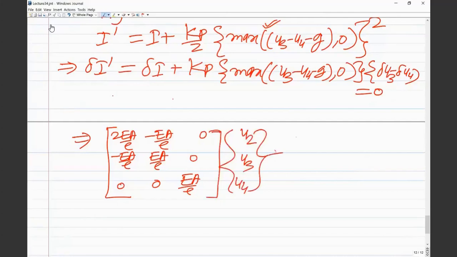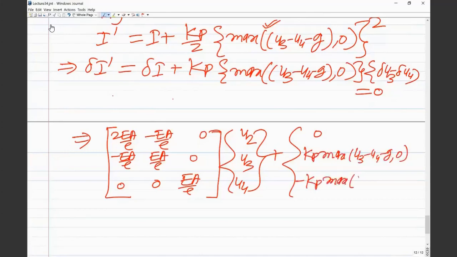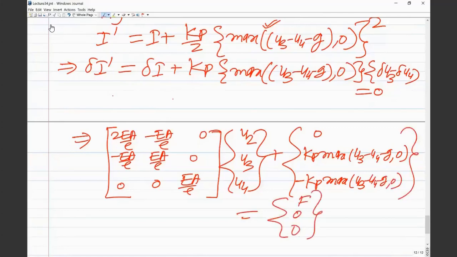Same set of equations, plus now the penalty terms I am keeping separately here. So 0, and then we will have Kp into the maximum of (u3 minus u4 minus g) and 0, whatever is maximum, and then we will have minus Kp and then the maximum of (u3 minus u4 minus g) comma 0, and this is equal to f00.